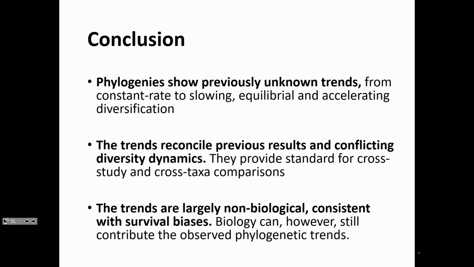Just to briefly summarize, we saw that phylogenies show previously unknown trends from constant rates to slowing, equilibrial, and accelerating diversification. These trends can reconcile the previous results and the conflicting dynamics. And the trends seem to be largely non-biological, consistent with survival biases. The biology can still contribute to the observed trends to some extent, but it seems that we do not necessarily need it to reproduce the trends.